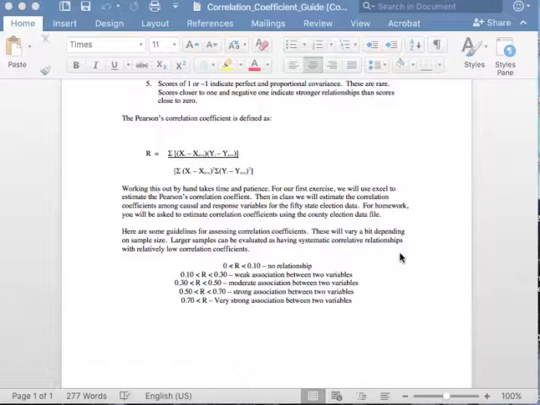If Pearson's is between 0.1 and 0.3, then we would say that there's a weak association between the cause and response variables. An association between 0.3 and 0.5, R is greater than 0.3 but less than or equal to 0.5, that's a moderate association between the two variables. When we get to R greater than 0.5 up to 0.7, that's a strong association at that point. And anything over 0.7 I consider to be a very strong relationship.